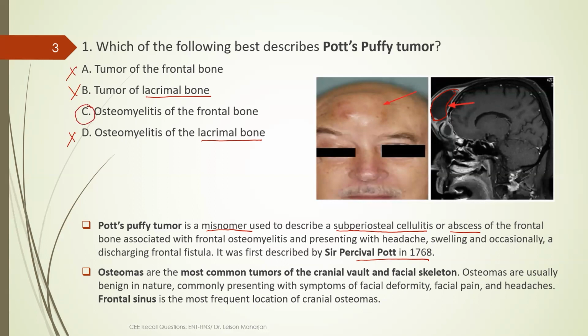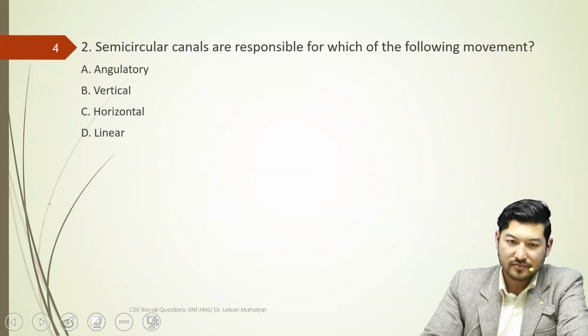So from this question, we can make some other questions as well. For example, the questioner can ask, what is the most common tumor of the cranial and facial skeleton? And the answer would be osteoma. And another question that we can make is, in which sinus are osteomas very common? The answer again would be the frontal sinus. So from this single question, we can make various questions.